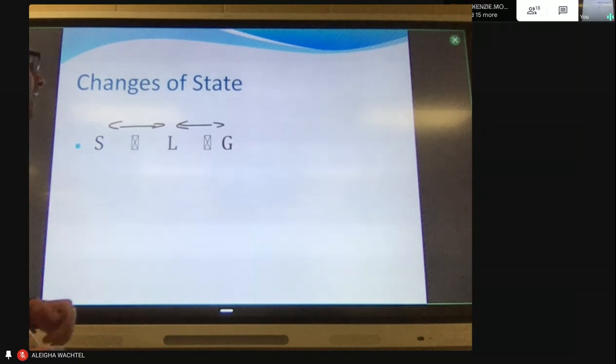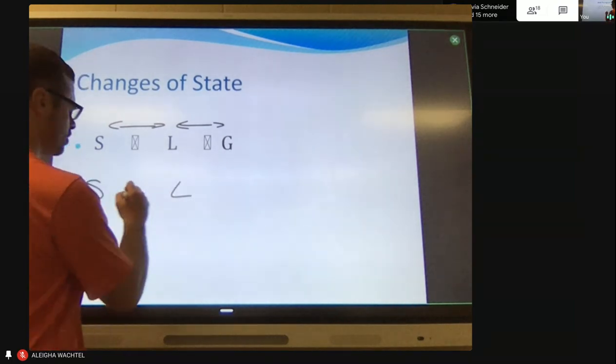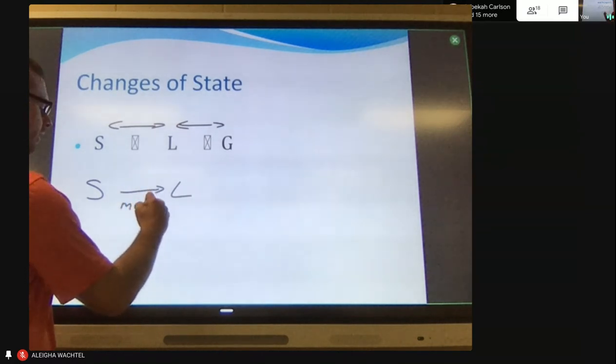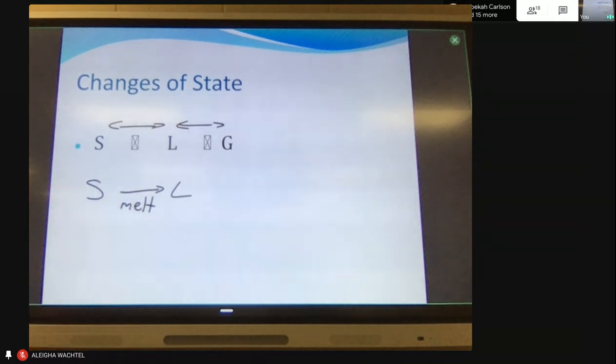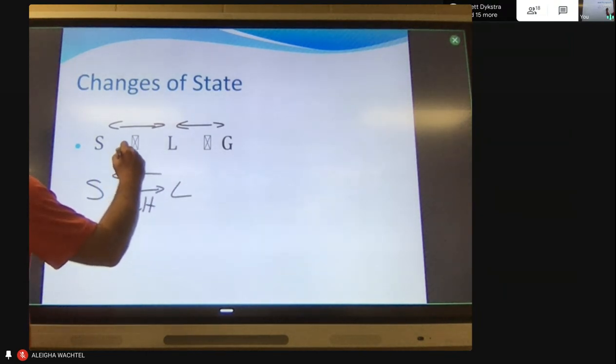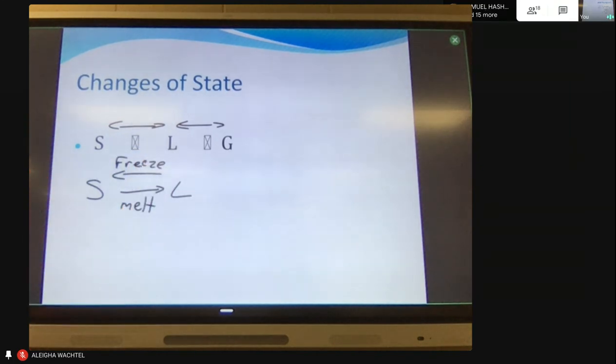So this stands for solid, liquid, gas. If you were going from a solid to a liquid, we call this process melting. You melt it into a liquid. You go from a liquid to a solid, we call that process freezing. Okay.